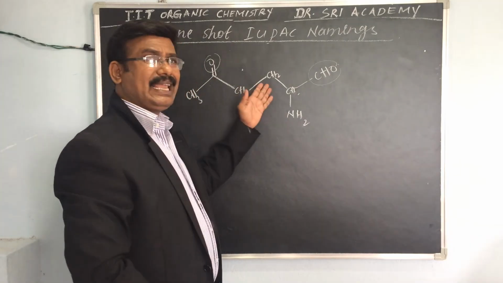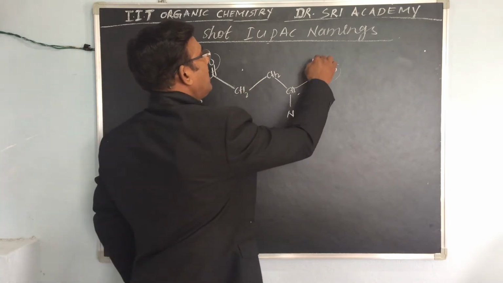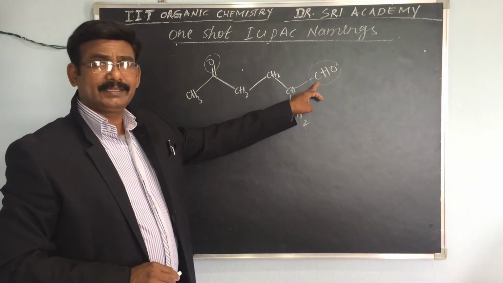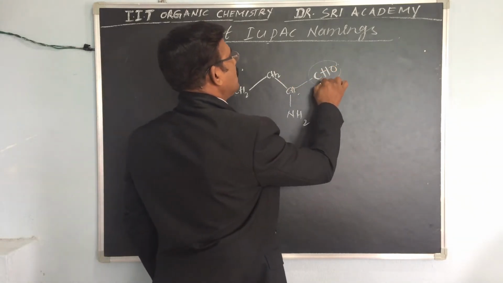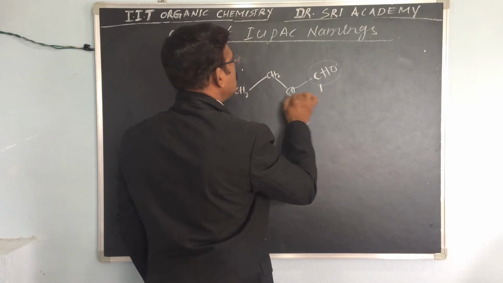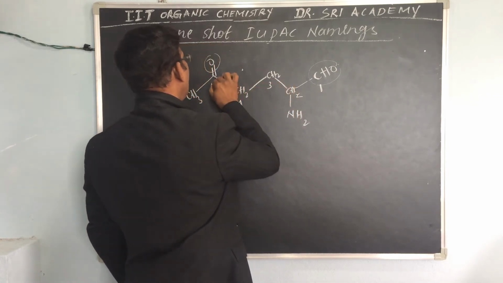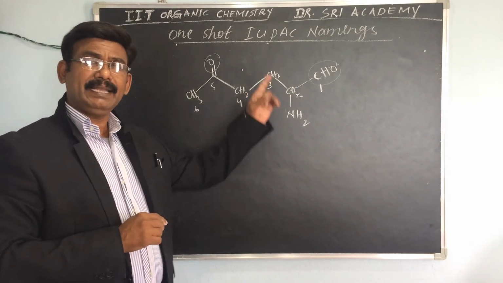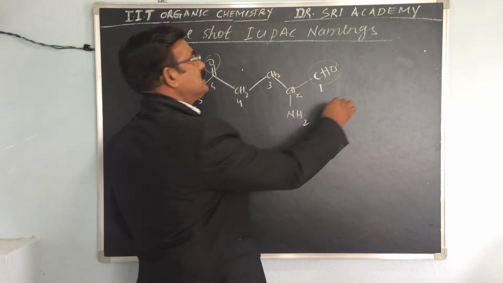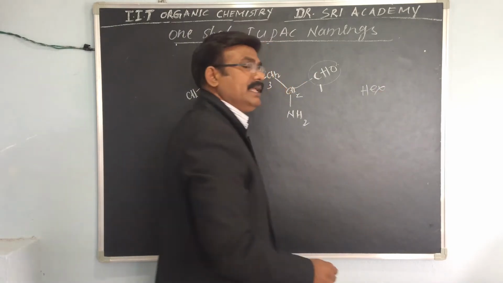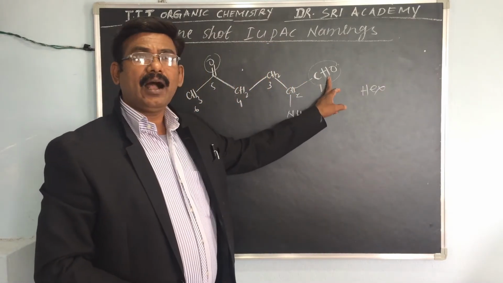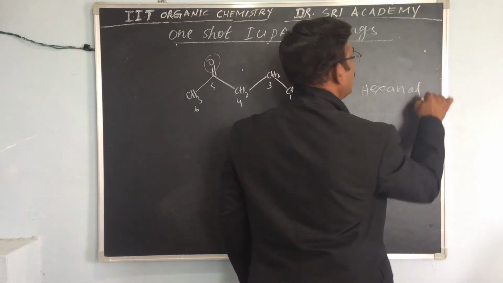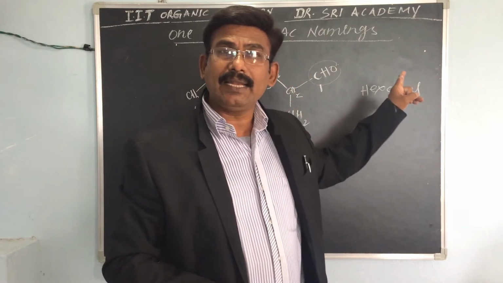The rest are alkane groups. The first priority is aldehyde and the second priority is keto, so definitely you have to give the numbering from this side. This carbon is 1, then 2, 3, 4, 5, 6. Total 6 carbons are there. 6 means hex. Aldehyde means al, so hexanal. We have to give it like that: hexanal.